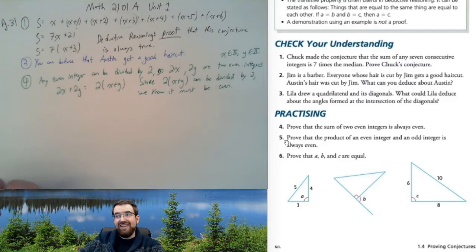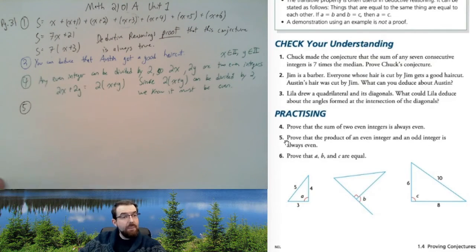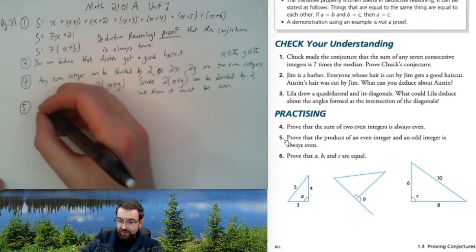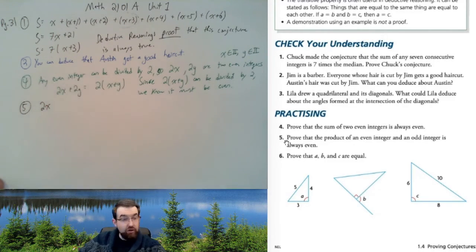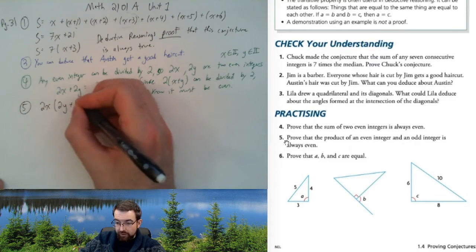So then say I went on to do number 5 here. Prove that the product of an even integer and an odd integer is always even. One reason I wanted to show this one too is to show you how we represent an odd integer. Well, like I said, we know we represent an even integer as 2x, but how could we do an odd integer, right? Well, an odd integer is going to be, say, 2y plus 1.